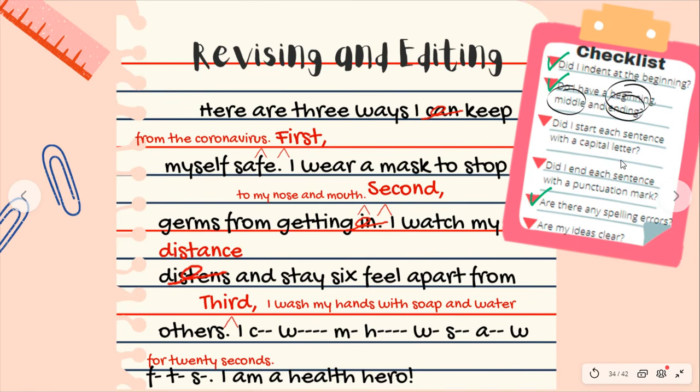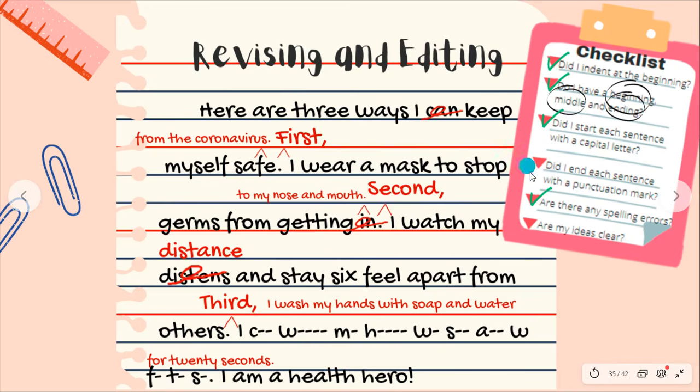So I'm going to go ahead and go back again to my writing, and I'm going to check the beginning of each sentence to make sure it's capitalized. There's a capital H in my main idea. There's a capital F in my first detail. There's a capital S in my second detail. There's a capital T in my third detail, and there's a capital I in my ending or closing sentence. So now I can put a check mark for this third area of my checklist.